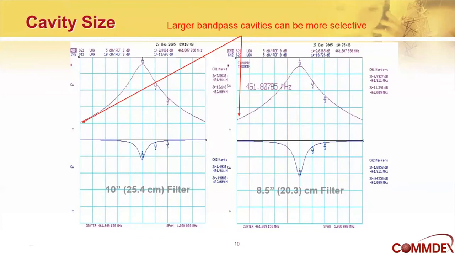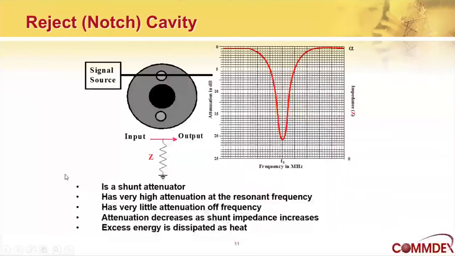So this is just trying to tell us that if we want better selectivity, one way to do it is to put two in series. Another way to do it is to increase the diameter of the cavity. So that was a bandpass cavity.